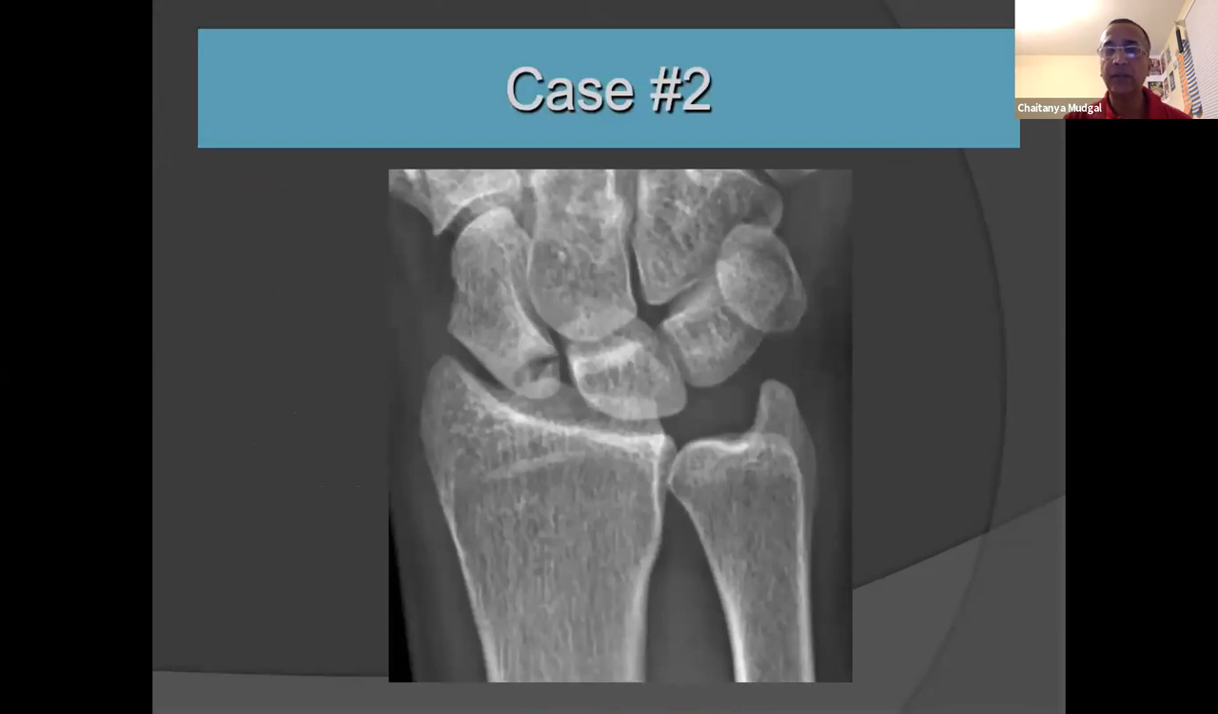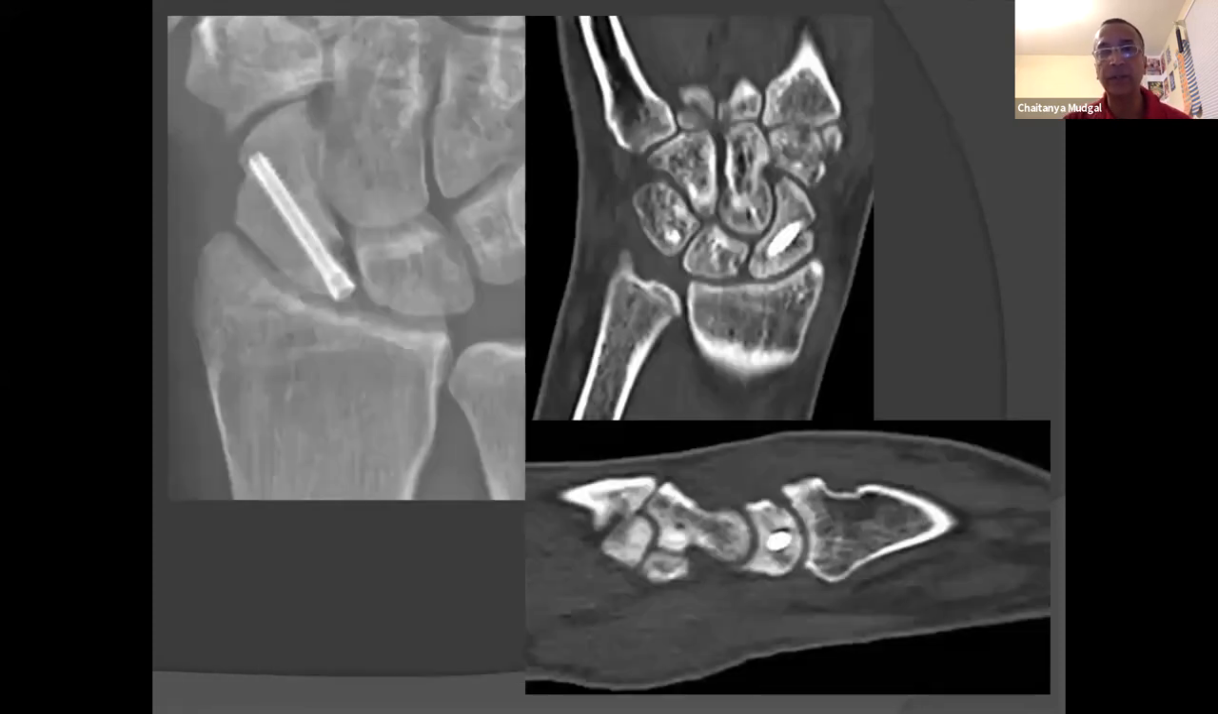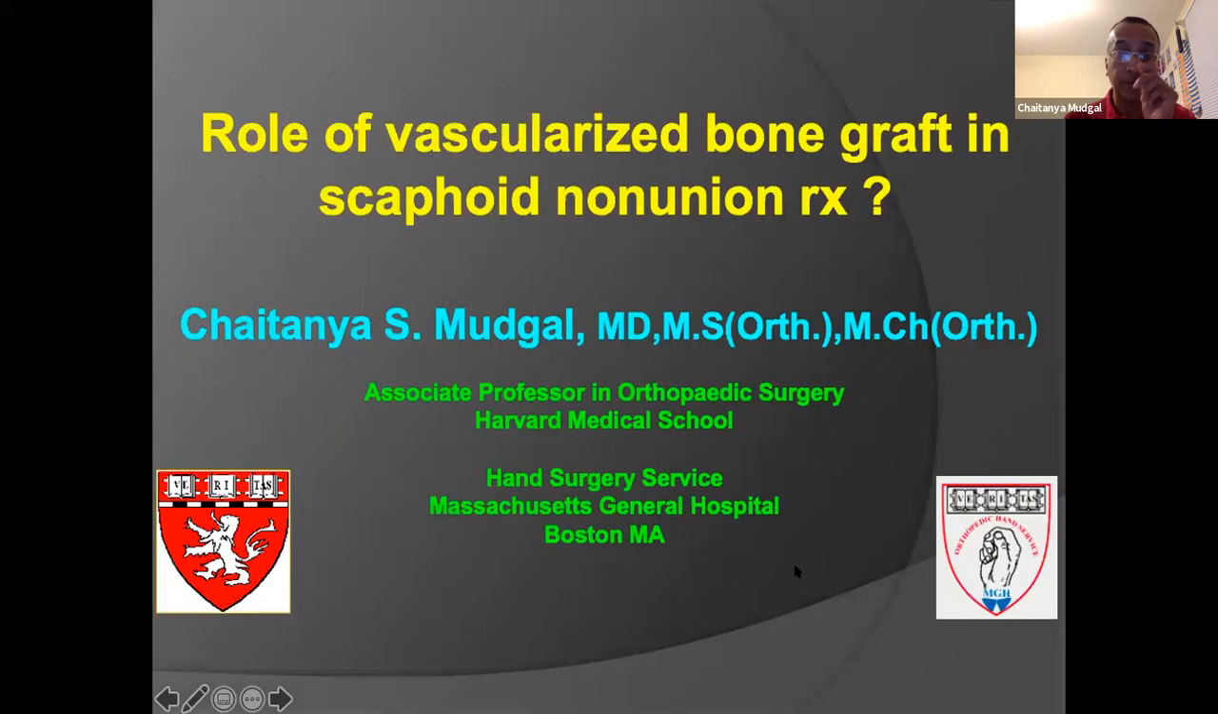Here's the smallest fragment we had, 7% of the entire scaphoid. And you can see from the proximal pole that there's hardly any bone to play with. I find it hard to understand how you would get a vascularized bone graft into this. So the idea was to simply graft it and fix it. This screw could have been a little bit shorter. It didn't need to be so long. And you can see in the post-op CT, it has gone on to heal uneventfully.